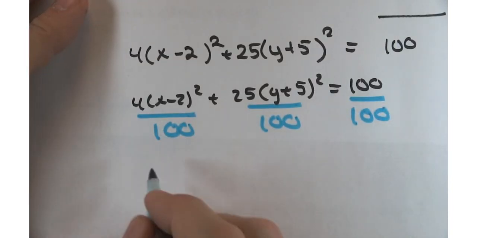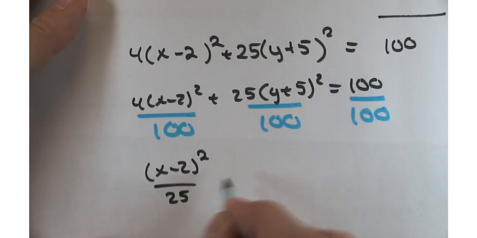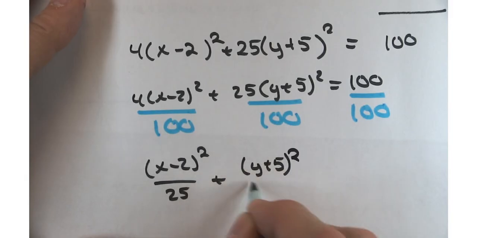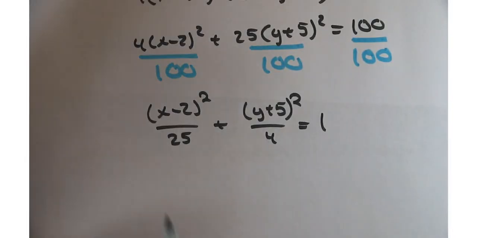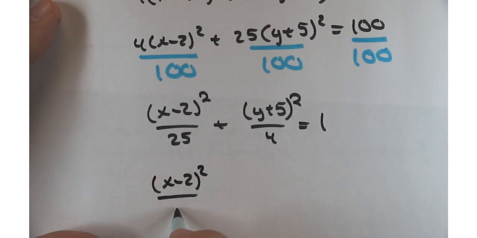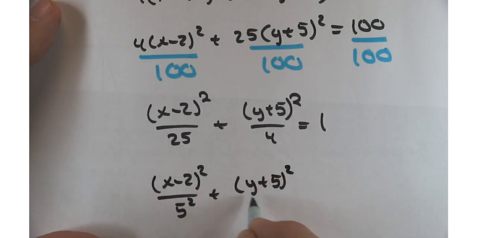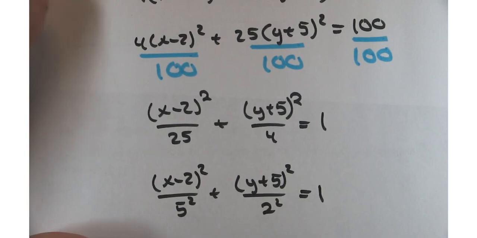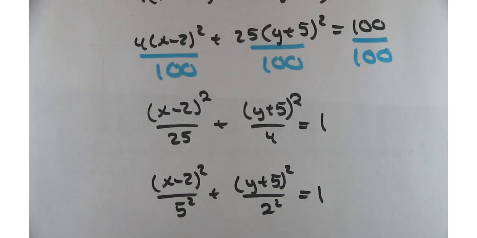Four cancels there. It's going to leave me with a 25. 25 cancels here. It's going to leave me with a 4. And I got a 1 here. Last but not least, x minus 2 squared over 5 squared plus y plus 5 squared over 2 squared equals 1. Okay. Looking good.